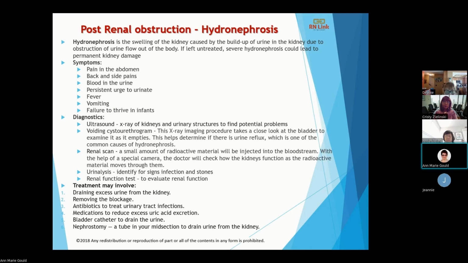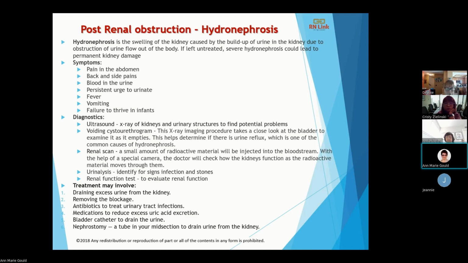And this helps to determine if there is urine reflux, which is one of the common causes of hydronephrosis. Then, of course, a renal scan, where they'll give radioactive material by IV. Gadolinium, something like that, is one of the radioactive meds they give in CTs and renal scans. And then the doctor looks at the kidneys through a special camera. So, of course, urinalysis is done. And then your renal function tests, of course, are done.